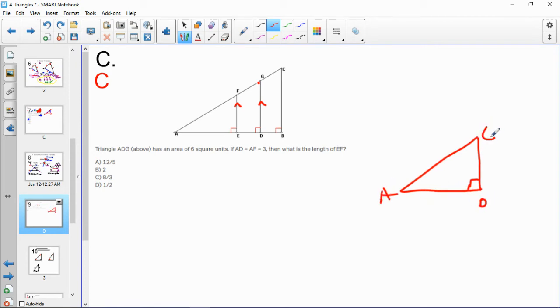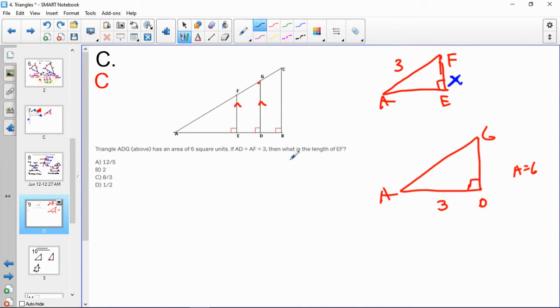And what that does for me is it helps me organize my information. So area is equal to 6. And they're telling me that AD must be equal to 3. And for the other right triangle here, so AEF, the hypotenuse is also going to be 3. And I know that for this question, my job is to find FE over here.